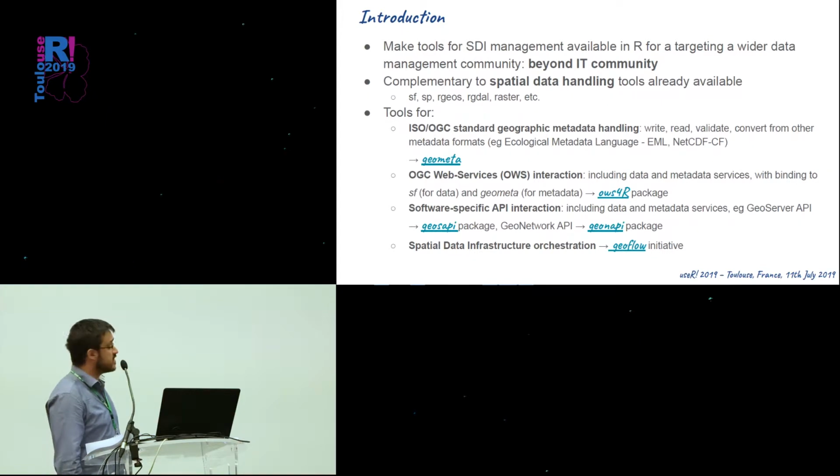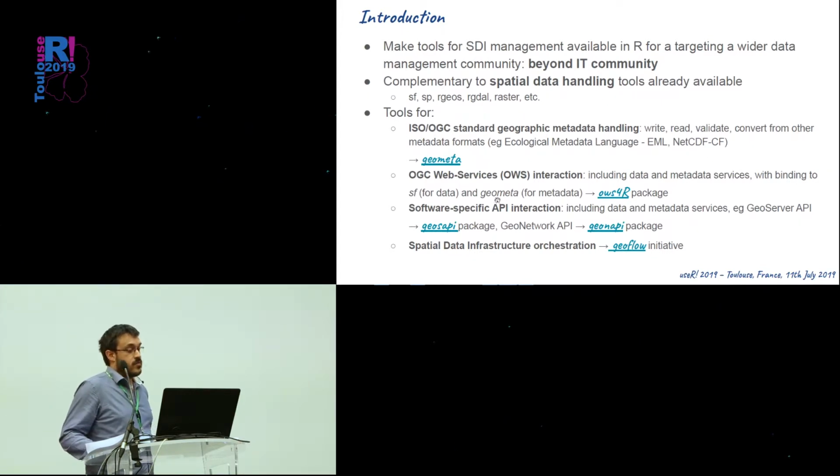I'm not going to describe everything, but I'm going to focus on the first two packages, one which is to write, read, and validate geographic information metadata in R. This deals with the ISO and OGC standards. We will also show a bit of how we can interact directly with OGC services in a standard way, and how to push some metadata on the web, how we can update metadata for these services. I'm not going to describe entirely the other packages that are software specific, which are dealing with APIs like GeoServer or GeoNetwork.